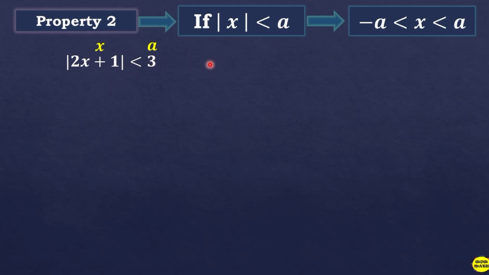Okay. So, following this pattern, ito po yung susundan lang natin. So, your x is 2x plus 1. Okay? Sundan lang po natin to. Your x is 2x plus 1. And then, copy mo yung inequality mo. And then sa kabila, negative a. Ang a mo ay 3. So, dito, negative 3. Dito, a lang. So, positive 3.